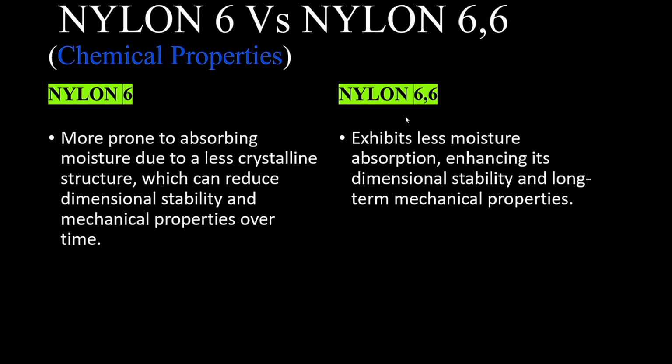For nylon 6,6, it exhibits less moisture absorption, enhancing its dimensional stability and long-term mechanical properties. It is more rigid, has high crystallinity, and has a high melting point of about 255 centigrade, as we have discussed in previous slides.